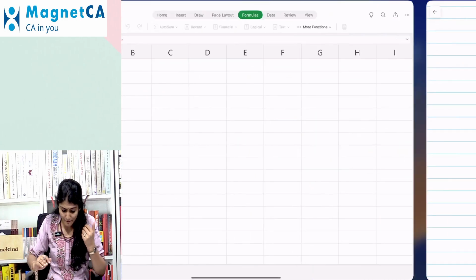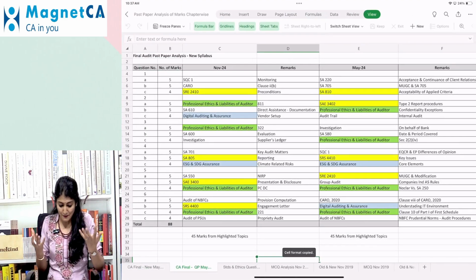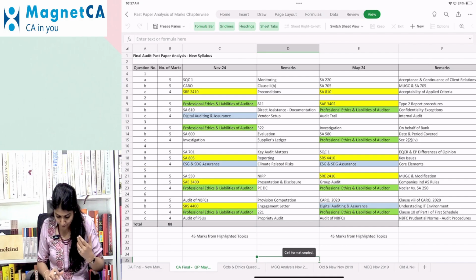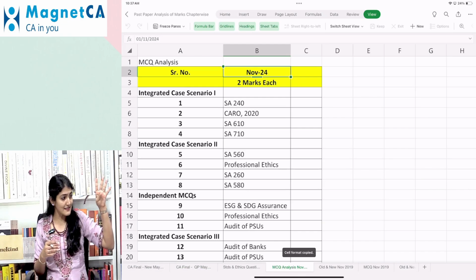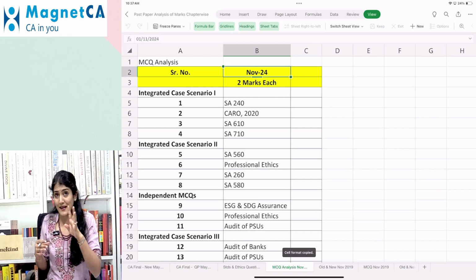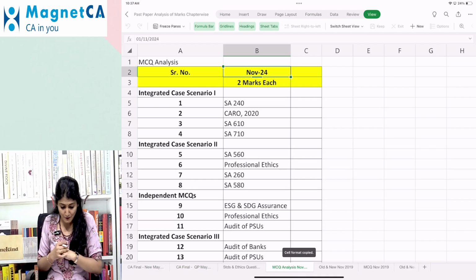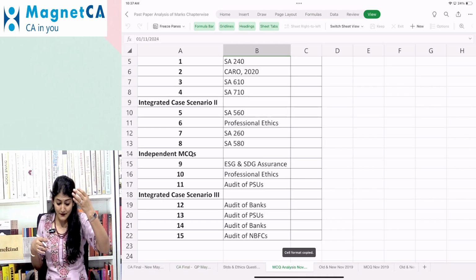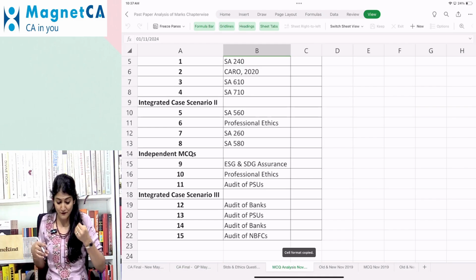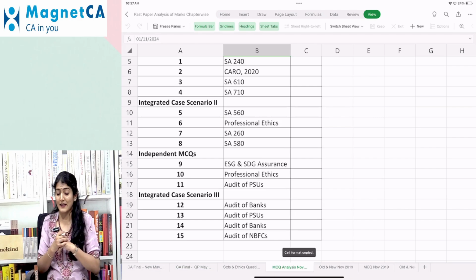Okay. Right, so if we do an analysis of the question paper for November 24, first let us have a look at the MCQs. We've seen that there are 15 MCQs, where each MCQ is for 2 marks, and then you have the 3 integrated case scenarios. Under each of them, there are 4 questions, and then 3 independent MCQs.